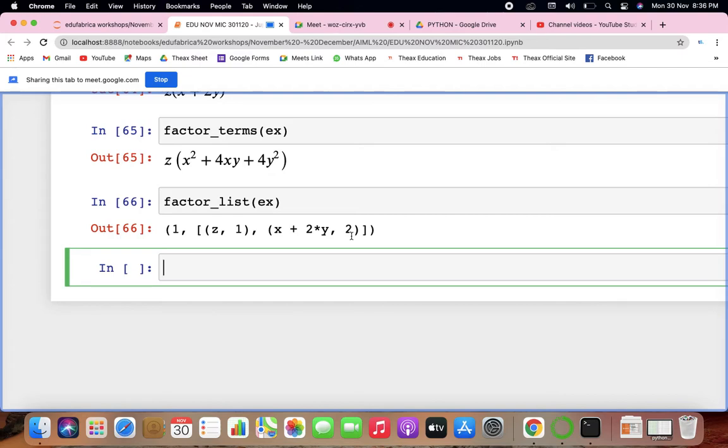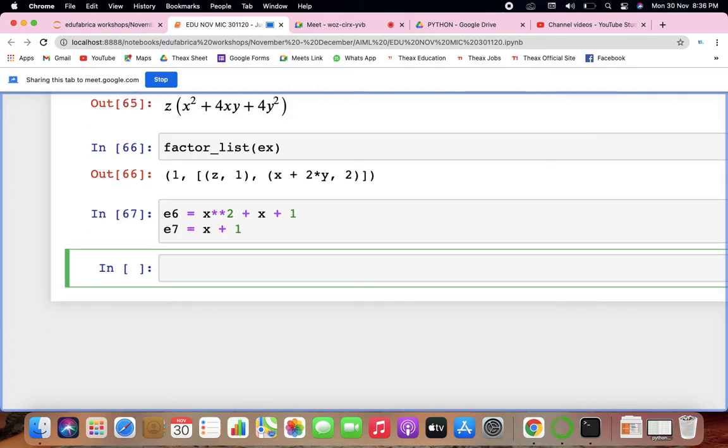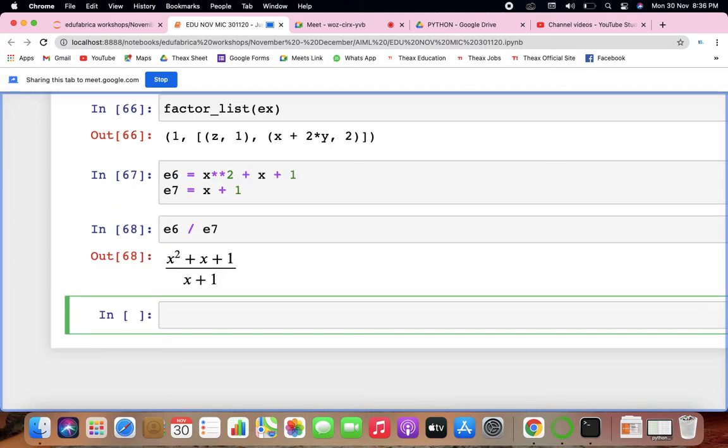Okay. Now if I say an expression e6, that is like x square plus x plus 1. Okay, and e7 is x plus 1. So if I say e6 divided by e7, it gives you x square plus x plus 1 divided by x plus 1. Right? Okay. Now if you want to factorize this or cancel this, what would be the result I'll be getting?